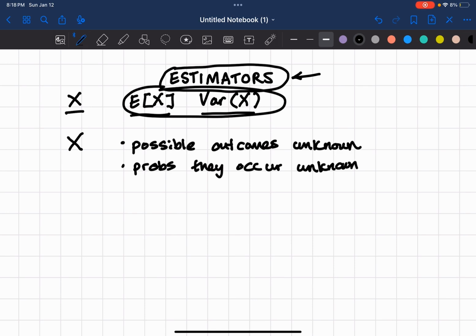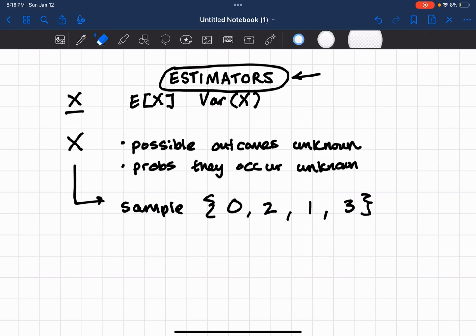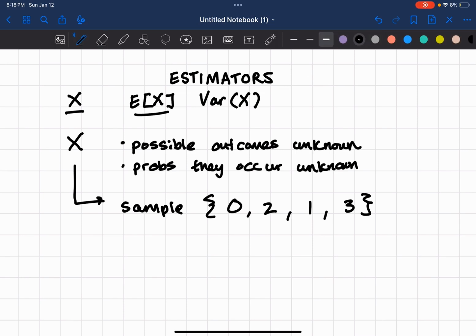And what we do have is a sample of x. Let's say we see for the first hour in the store, there are 0 people who come in. Then there's 2 people. Then there's 1 person. And then there's 3 people. And that's our sample. And we want to use this sample to estimate these 2 values, the expectation of our random variable and its variance.